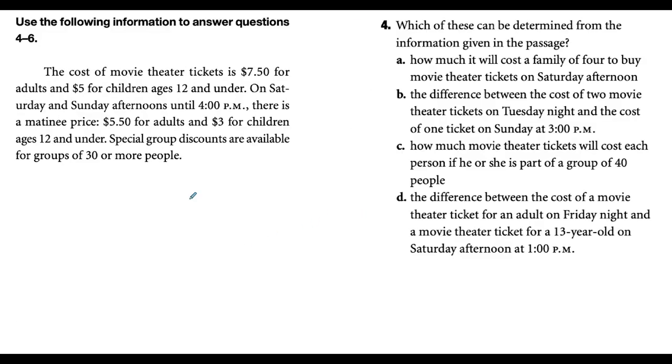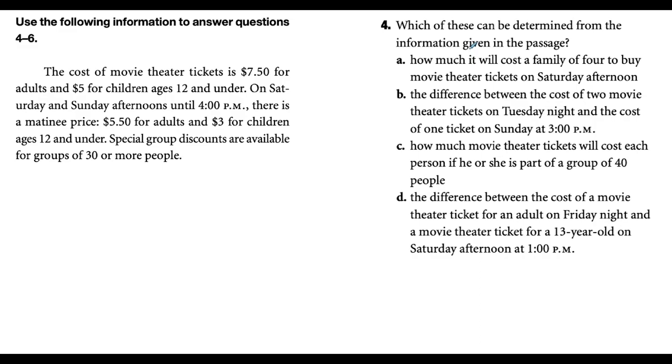So for the next set of questions, we got to use this information for all the questions. So what we have here is the cost of movie theater tickets for adults and for kids 12 and under. And then on Saturday and Sunday until 4 p.m., there's a matinee price. So the tickets are going to be cheaper. For adults, they're going to go down to $5.50. And then they're going to go down to $3 for kids 12 and under. And they also tell us their special group discounts are available for groups of 30 or more.